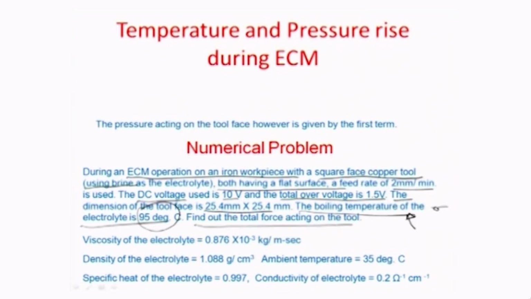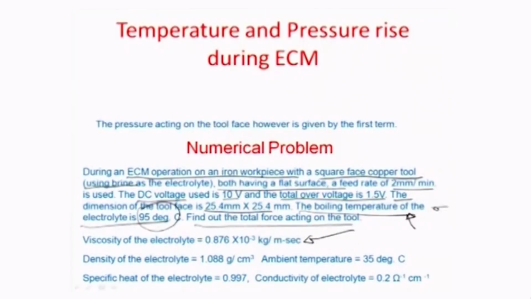And then we will have to find out whether the total force that is acting on the tool is sufficient to cause a warpage of either the copper tool or the iron workpiece, meaning thereby that the pressure which is generated because of viscous effects, as I told you, the first term of the expression for pressure, should be lower than the ultimate yield stress or the flow stress of either the tool or the workpiece surface in this particular case. Some of the parameters which are given are the viscosity of the electrolyte, the density of the electrolyte, the ambient temperature, the specific heat of the electrolyte and the conductivity of the electrolyte.